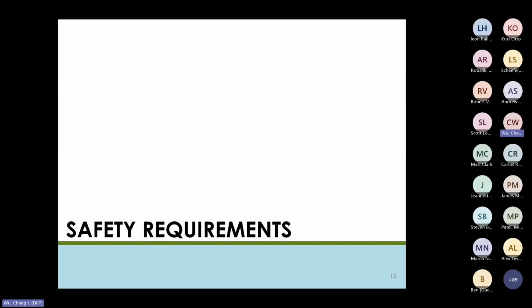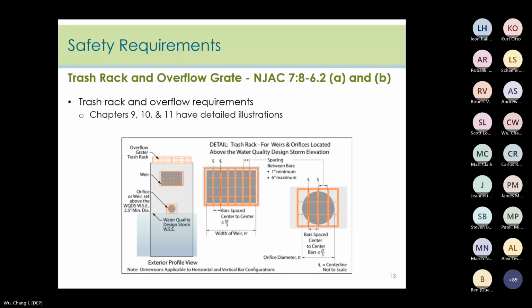The next one is the topic of safety requirements in N.J.A.C. 7:8-6.2, the Stormwater Management Rule. First, the BMP needs to have a trash rack and overflow grate, and they have to follow the specification that's in the rules. And also in the BMP manual, we put those requirements in illustrations, so it's easier to reference and see what's required to provide the trash rack and overflow grate.